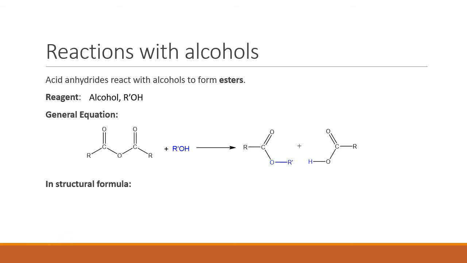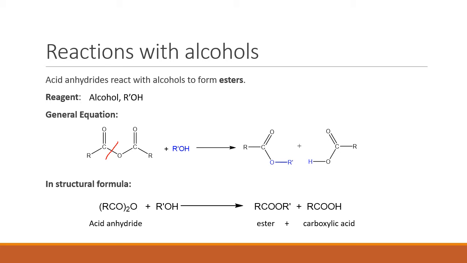So again, we're breaking this bond and we're sticking on the O and the R with a little dash to represent that it's different to these R's, and the H is going on to the other half. So again, have a go, see if you can write that in structural formula. So what we should have got, and we can see here that that's our structure of our ester as well as a carboxylic acid.